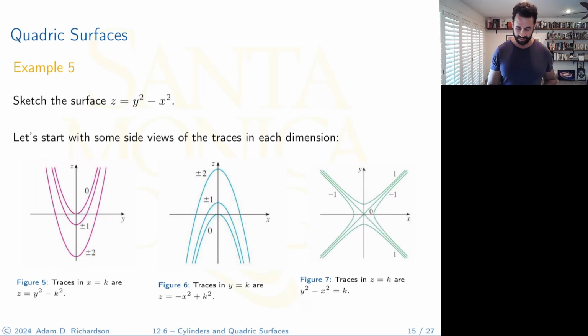If Y is equal to K, you get these shifted parabolas, but now they're pointing or they're opening downward, right? So a little bit different. And then where it gets interesting is if you start setting Z equal to K, you get these hyperbolas.